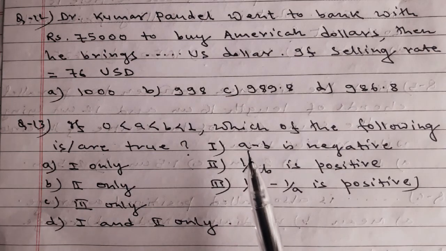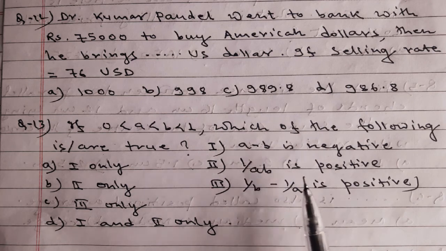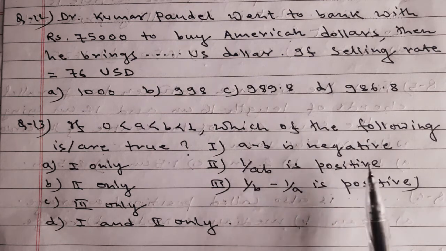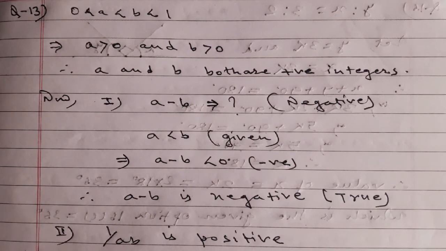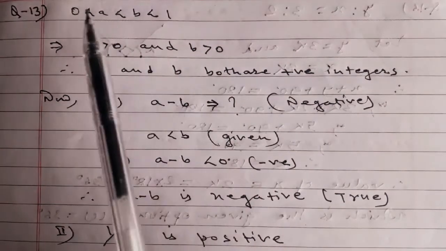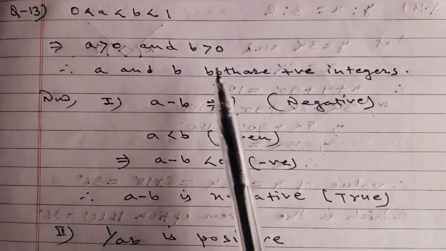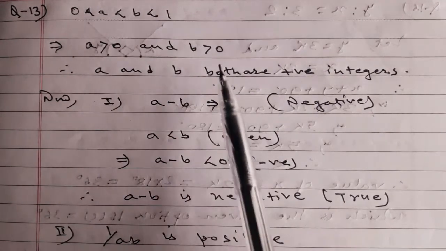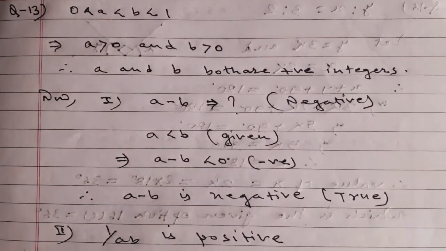Next, we have to determine whether 1 by AB is positive. Let's go to the solution. We have to determine 1 by AB is positive. We know that both the given numbers A and B are greater than 0. That means A is positive and B is also a positive integer.